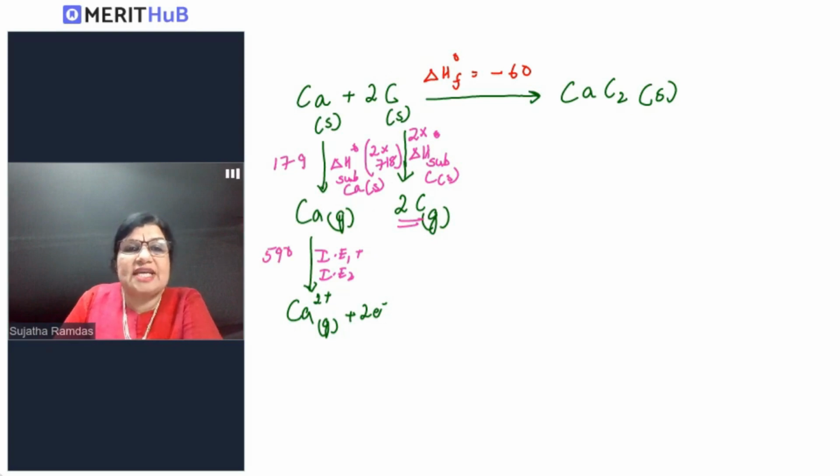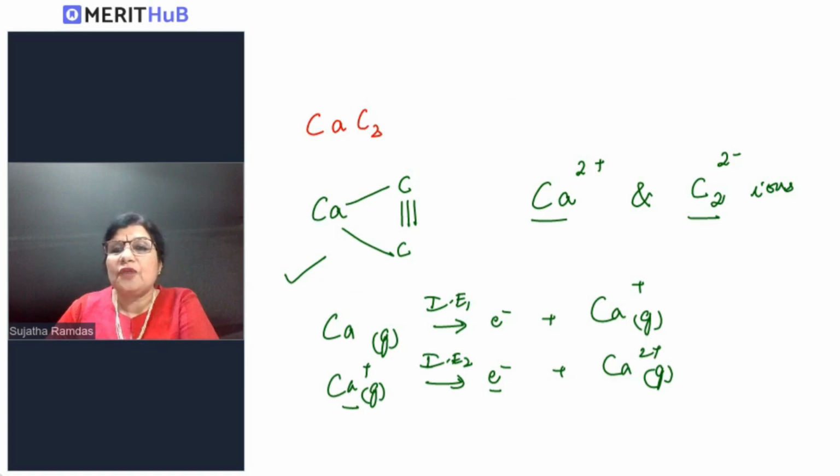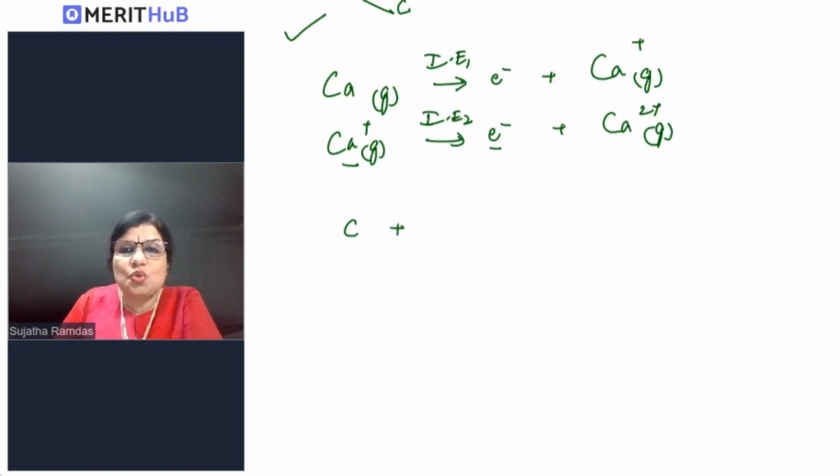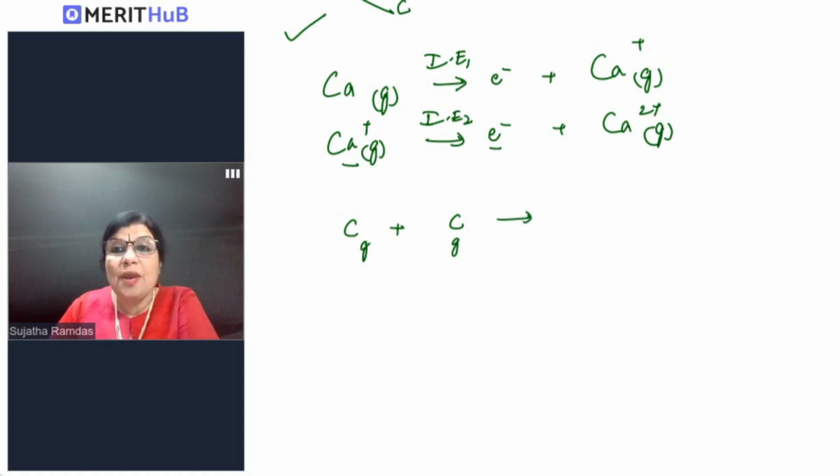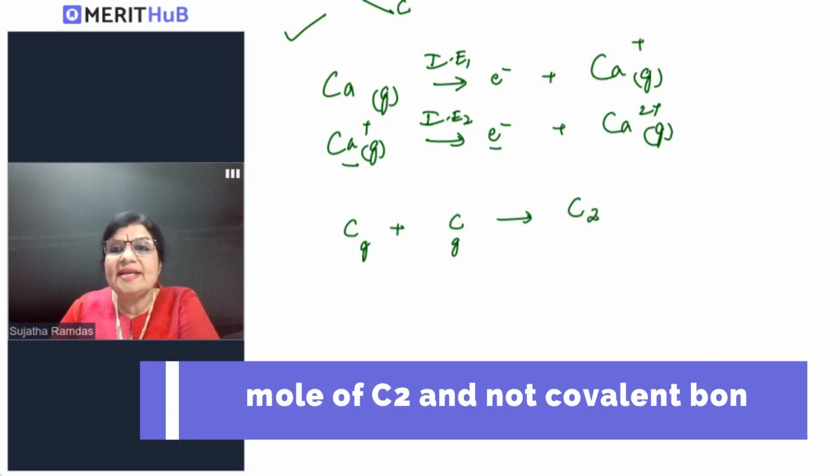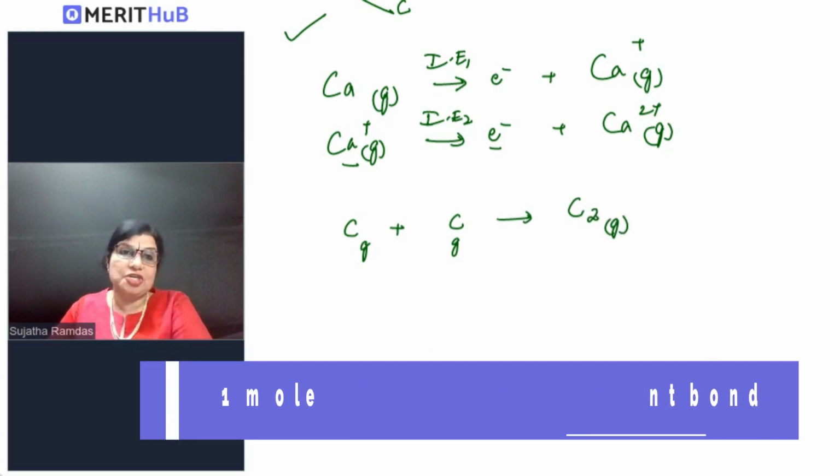So 590 plus 1143. Okay. Now comes the interesting aspect. Let me go back to this board. We have got 2 gaseous carbon atoms. These 2 gaseous carbon atoms will combine to form 1 mole of a covalent bond in C2 gaseous molecule.